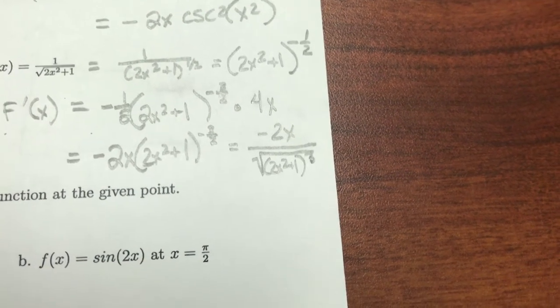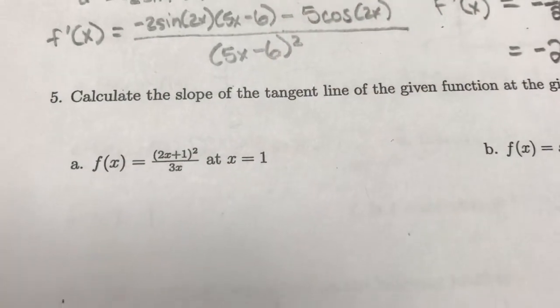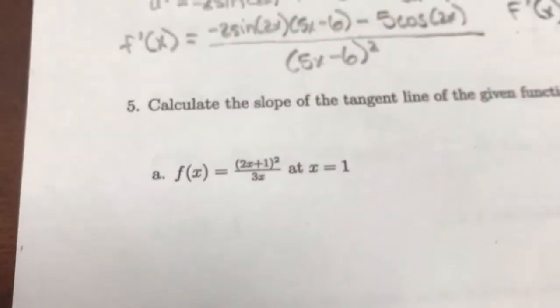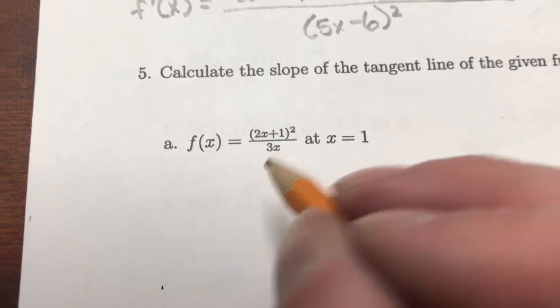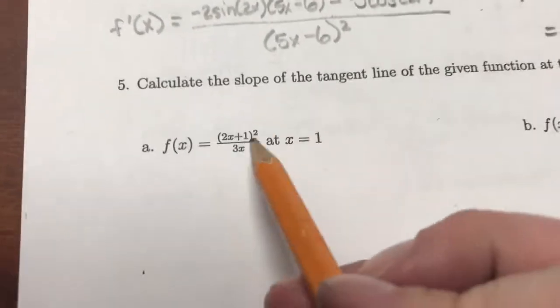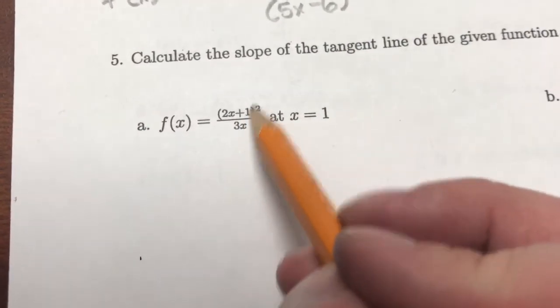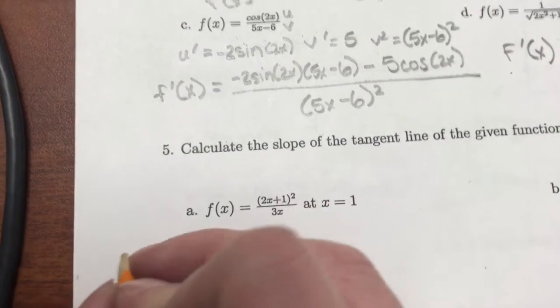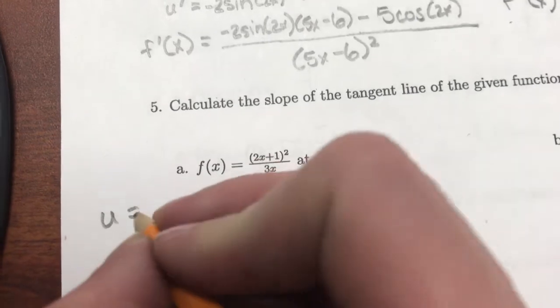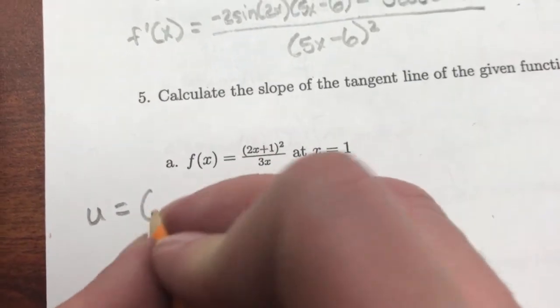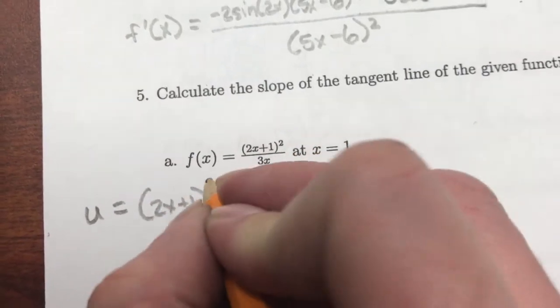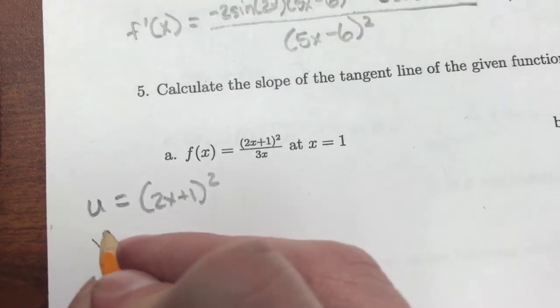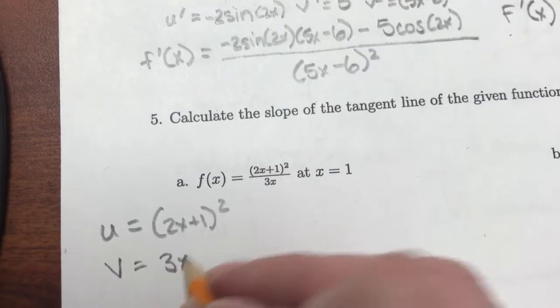What a mess. All right, what I'm being asked to do with 5 is not only take the derivative, but then when I'm done, plug in 1. So I'm going to do the derivative by doing quotient rule, and then while doing quotient rule, it looks like I'm probably going to have to do chain rule. So I'm just going to write it all out because I really don't have a whole lot of room. U is the top, which is 2x plus 1 squared. V is the bottom, which is 3x.